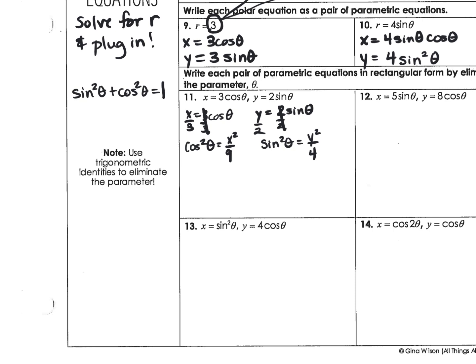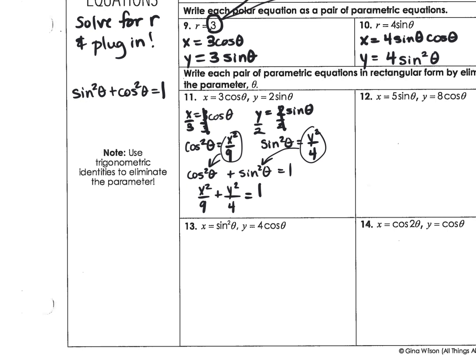Y squared over 4. So now if I take my sine squared and add my cosine squared to it, cosine squared plus sine squared is equal to 1, isn't it? So now I can take this and plug it in for that, and this and plug it in for that, can't I? And I get rid of all my thetas and just have x's and y's. So I get x squared over 9 plus y squared over 4 equals 1.